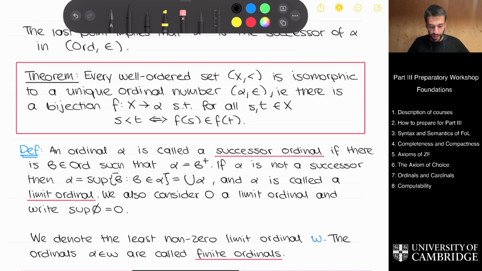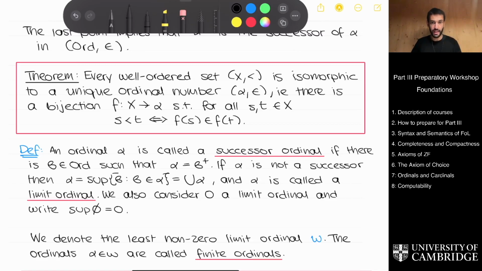Okay. Now, a very important theorem, which is provable in ZF, is that if you take any well-ordered set, then this is order isomorphic to a unique ordinal number. And what do I mean by that? That there is a bijection f going from our set X to alpha, such that for any two elements S and T of X, it holds that S is less than T in the order of X if and only if f of S is in f of T.